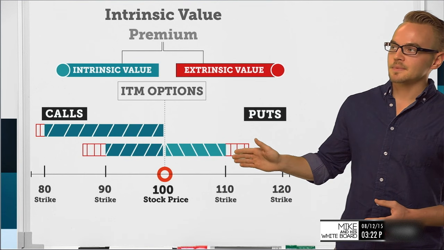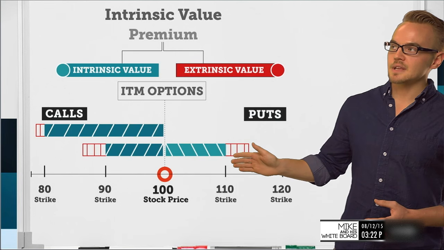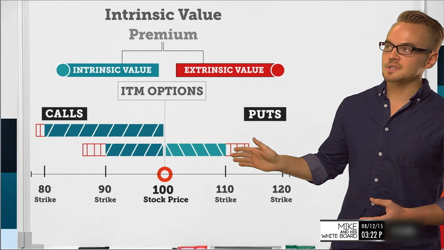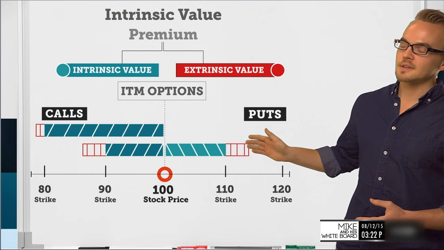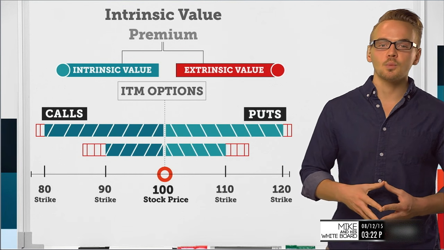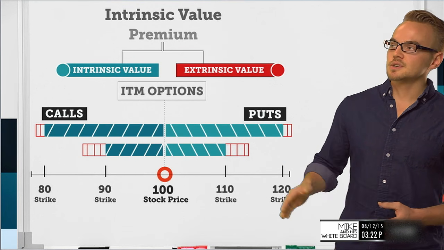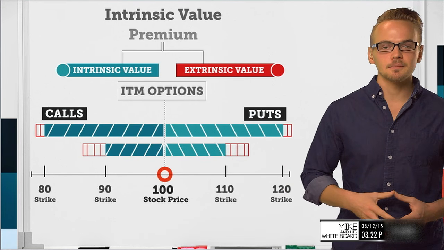So again, just like the calls, we've got the in the money puts with extrinsic value and intrinsic value. And the deeper we go, if we throw on the next bar here, if we go into the 120 strike range, you'll see that now we're 20 points in the money.